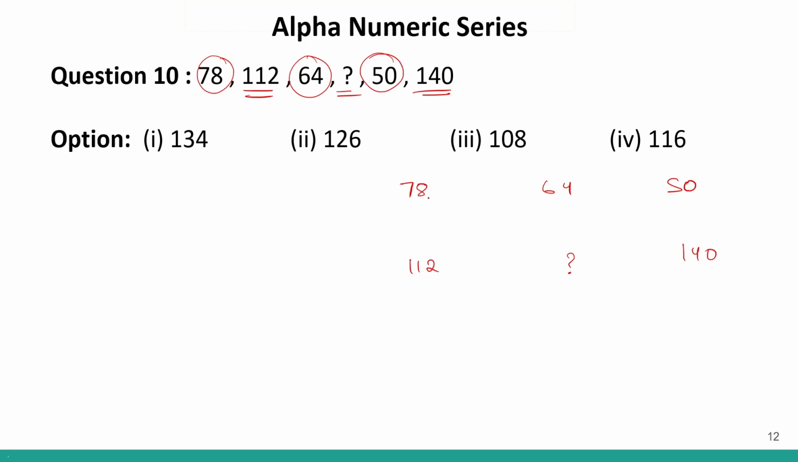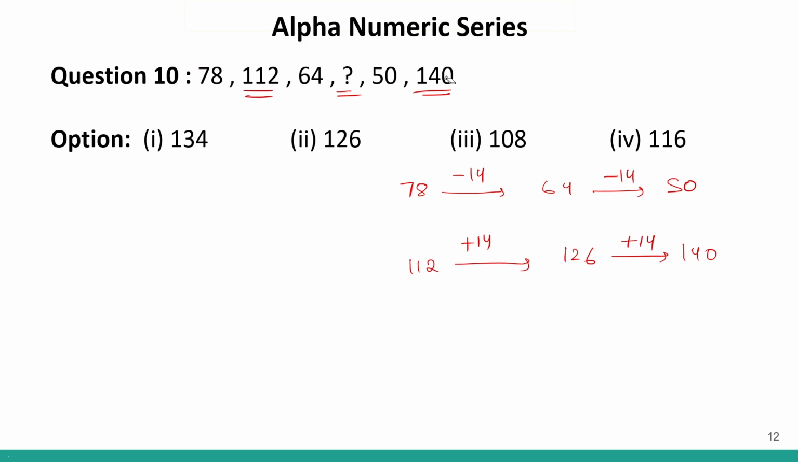Correct? This series is decreasing. So from 78 to 64, this is basically minus 14. Correct? And from 64 to 50 is also minus 14. From 112 to 140, if I increase it with 14, what is the number I'll get? I'll get 126. And if I increase 126 with 14, I will get 140. Correct?